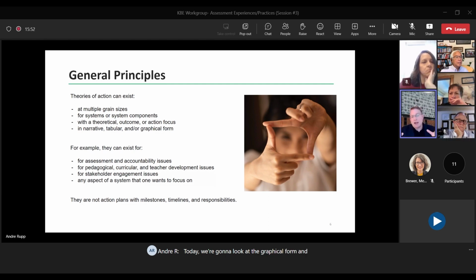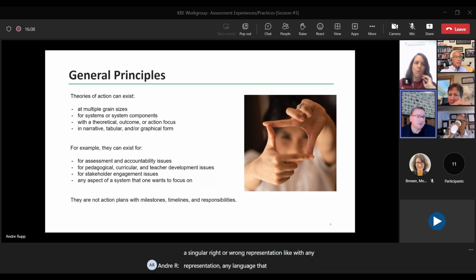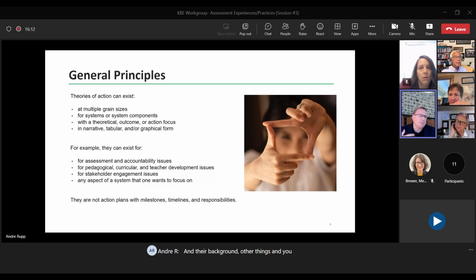And in between the last session and this session, some of you were able to play a little bit with that tabular representation. The idea is that there's not a singular right or wrong representation. Like with any language that's being used, they foreground certain things and they background other things, and you trade something in. Also, the way people are wired, or the way thinking comes more naturally to them in a particular moment, some of these representations work better for them in a given moment, or maybe overall, than others.